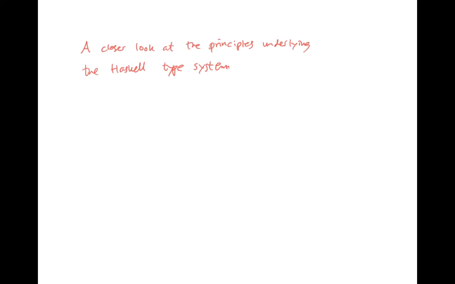In this part of the podcast, I'm going to take a closer look at the principles underlying the Haskell type system. First, I will present a simply typed language that does not have polymorphism at all, and we'll see how we can describe that and give a nice type system for that simply typed language.